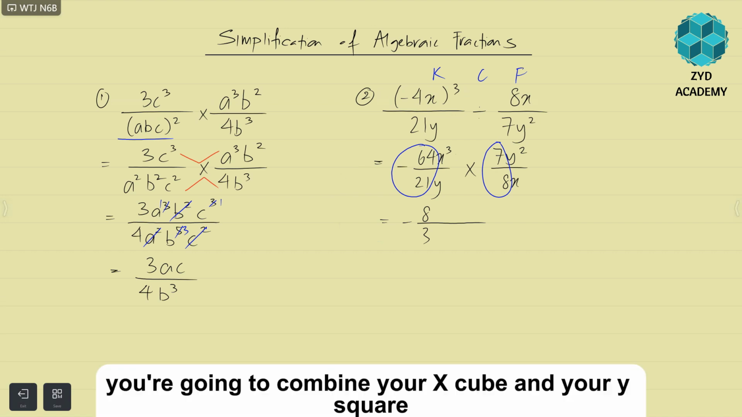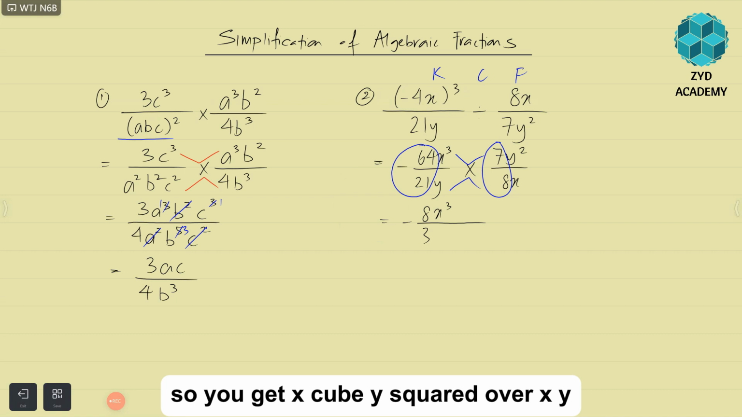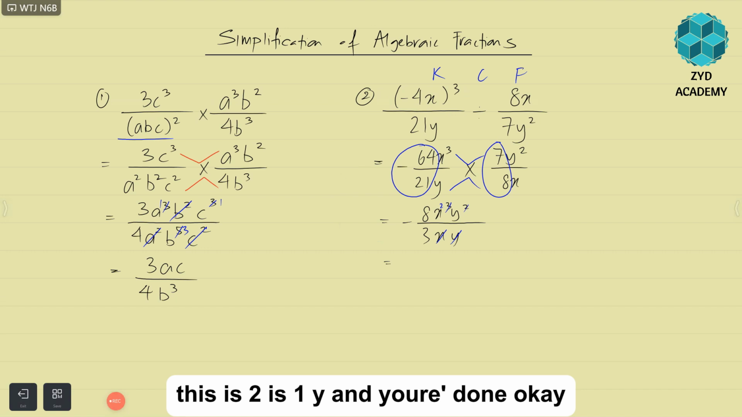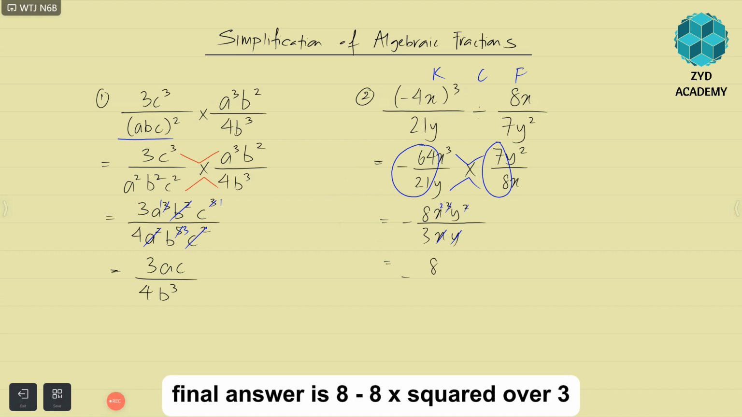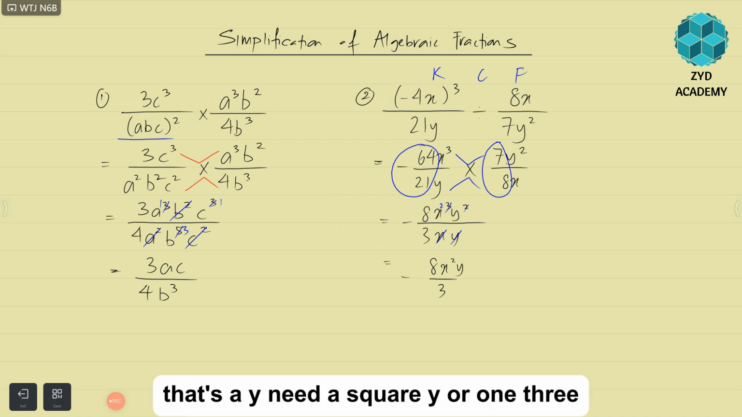Next, we are going to combine your x cubed and your y squared y, and x. So you get x cubed y squared over xy. Therefore, now do your cancellation between your x terms. This is x squared, this is 1 y, and you're done. The final answer is negative 8x squared over 3. Sorry, there's a y here: negative 8x squared y over 3.